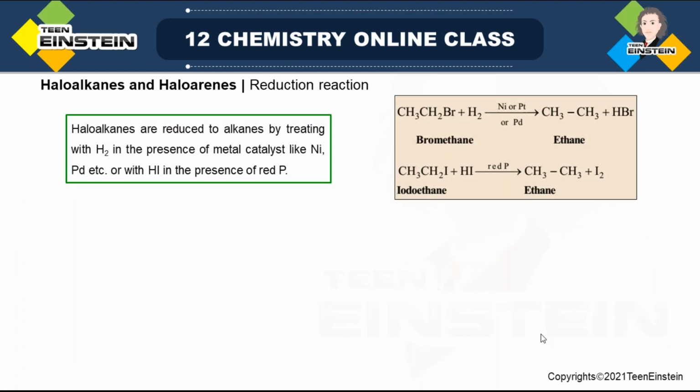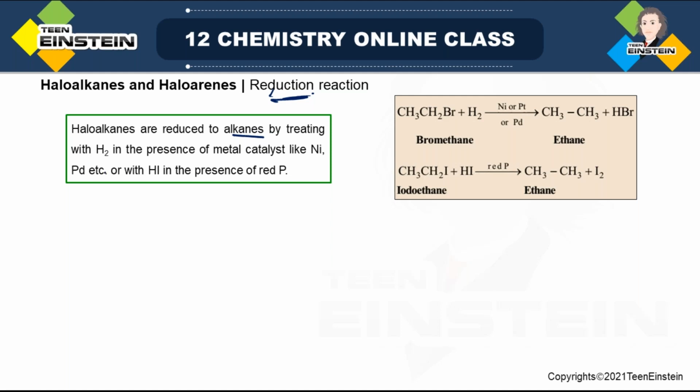Now after finishing the third reaction, which is reaction with metal, the last type of reaction that is possible for haloalkanes is reduction reaction. So obviously we need some reducing agent. Haloalkanes are reduced to alkanes. So here the initial starting material is haloalkane, you are using some reducing agent, and finally the product you are getting is alkane.